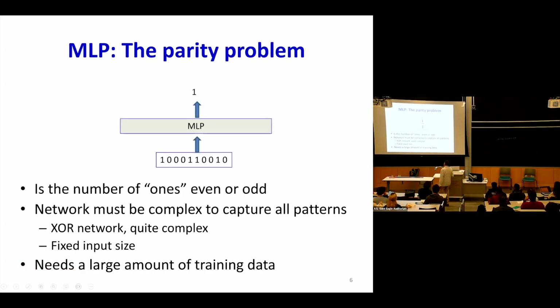Okay. How about computing the parity of a sequence? You know what the parity is. It's just counting the number of ones. If it's odd, the output is 0. If 1, if it's even, the output is 0, or vice versa. It doesn't matter. And how big would a network be if I wanted to compute the parity of a bit string?